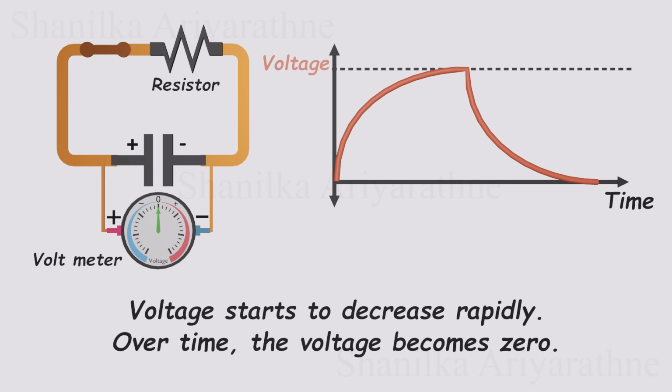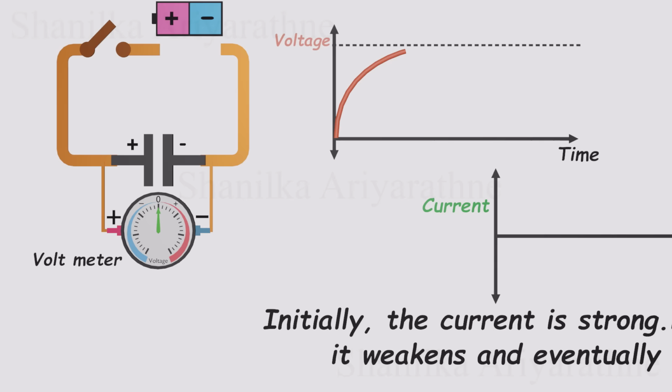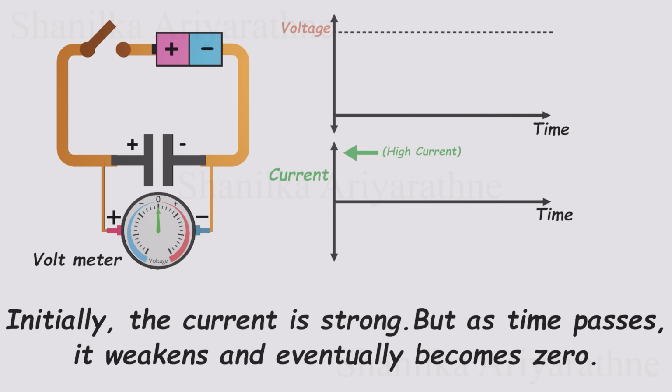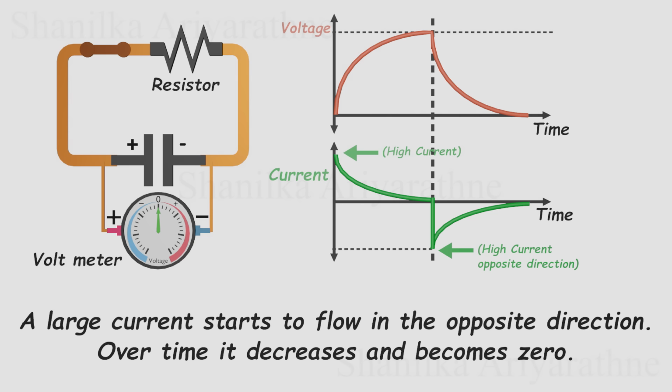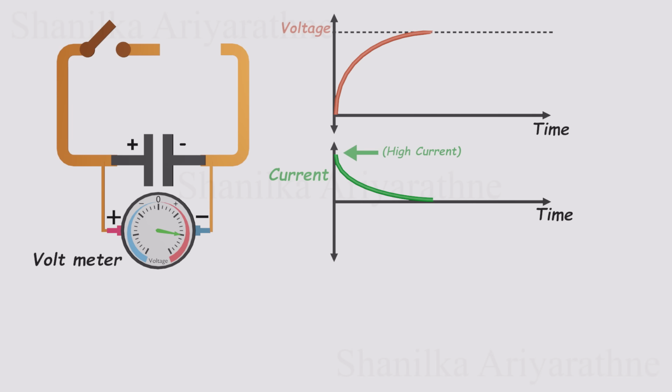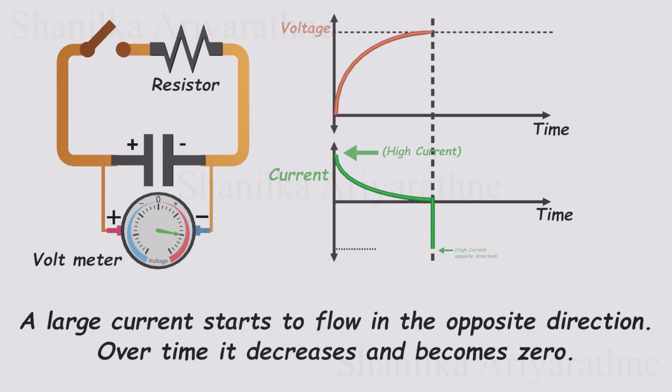Now let's consider the current. In the beginning, the current is high. However, as time progresses, it diminishes and eventually reaches 0. If we disconnect the battery and connect the two ends of the capacitor through a resistor, a significant current starts flowing in the opposite direction. Over time, this current diminishes and becomes 0.